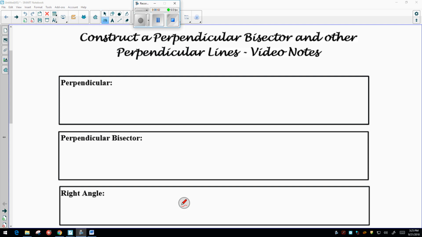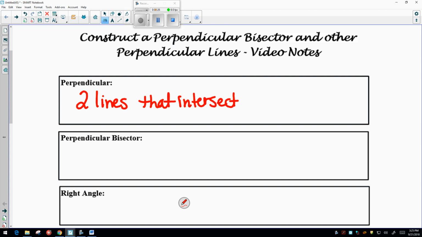Today we're going to construct a perpendicular bisector using a compass and straight edge, and we're also going to construct some other perpendicular lines. Before we do that, we probably need a definition of perpendicular, and our basic definition is two lines that intersect to form four right angles.